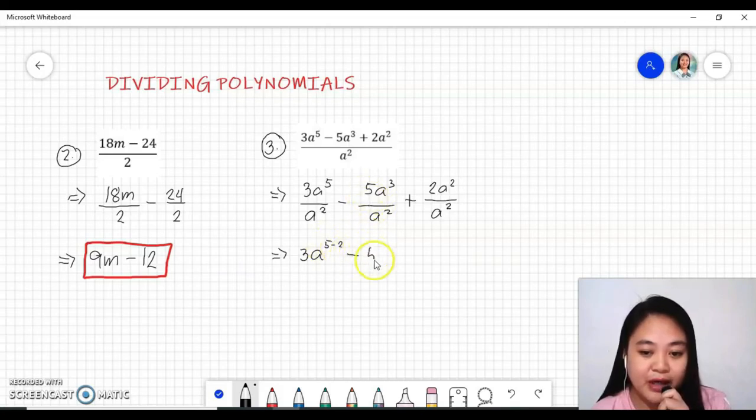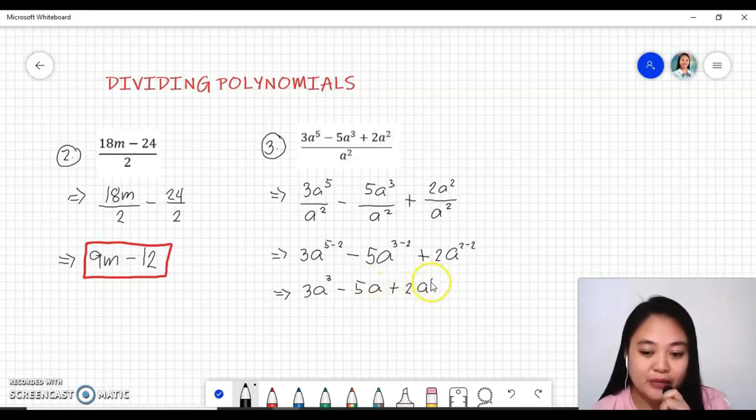5a, 3 minus 2, plus 2, minus 2. So simplify. 3a, 5 minus 2 is 3. Minus 5a, 3 minus 2 is 1. So you may not write 1 because it is already understood that there is an imaginary 1 above a. Now let's proceed to the next term.